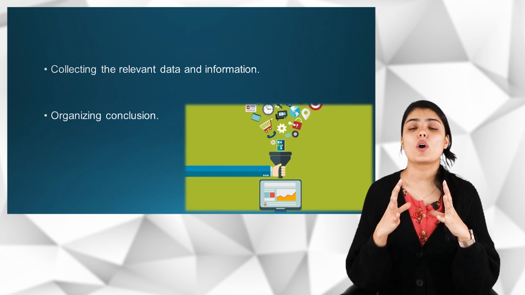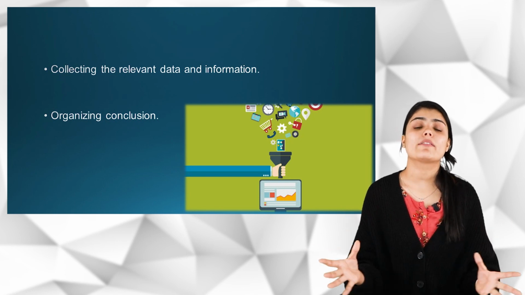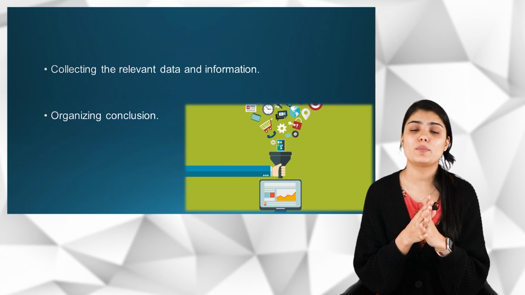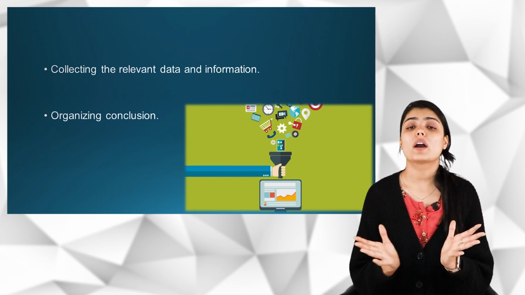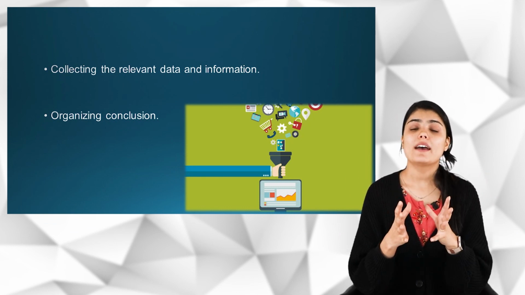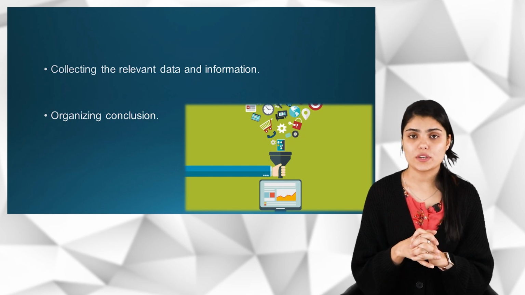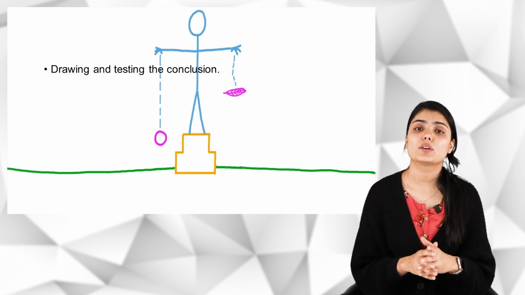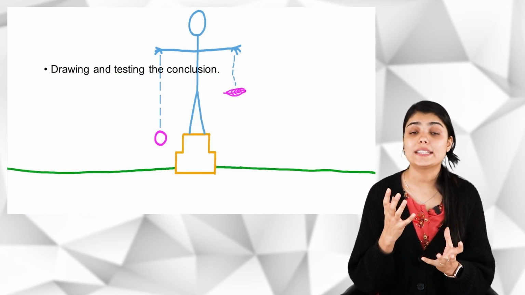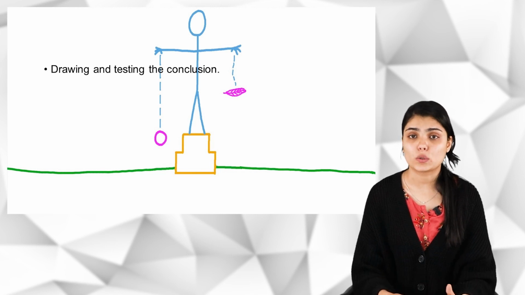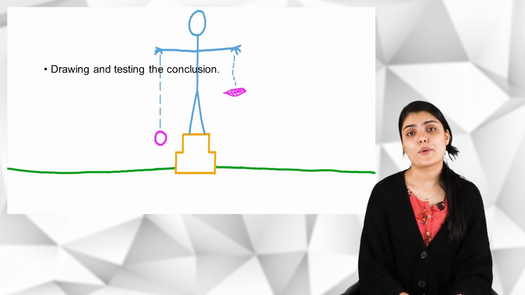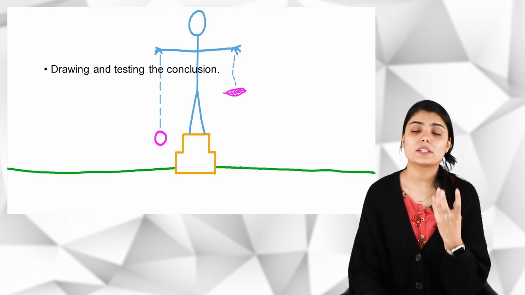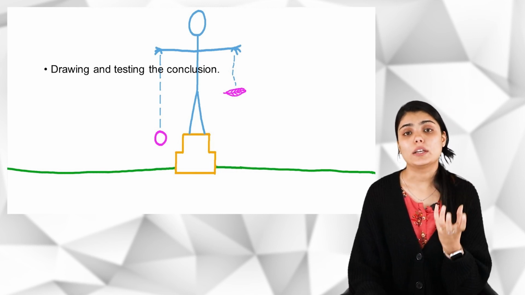And the last one is organizing a conclusion. Now that we have gathered the information, we have a problem, we have defined the problem, we have gathered new information on the problem, we have to organize a conclusion. We have to reach a particular conclusion. Now that we have a conclusion, what is to be done next? We have to test what we have concluded, whether the solution that we have provided to the particular problem is helping to solve the problem or not.